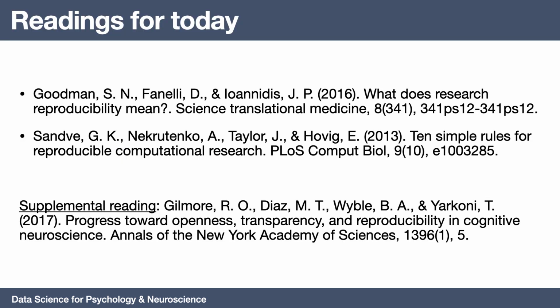Now, the lecture assumes that you've read Goodman et al., What Does Research Reproducibility Mean? Sanvi et al., 10 Simple Rules for Reproducible Computational Research. It will help, although it's not necessary, to also read Gilmore et al., Progress Toward Openness, Transparency, and Reproducibility in Cognitive Neuroscience. If you have not read these already, please pause, go read them, and come back.